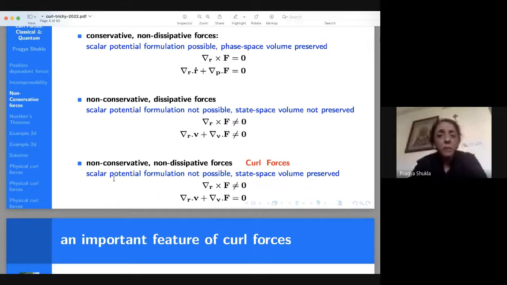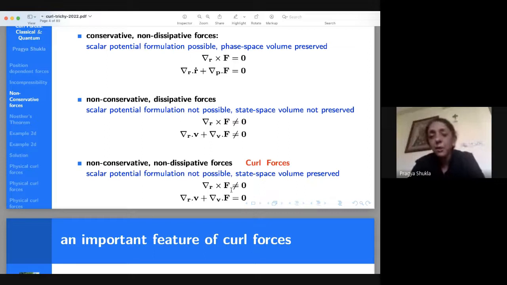But the third one is the one which I'm going to focus on in this talk, and that is when del cross f is not equal to 0. However, the volume is preserved. That means this condition is satisfied. Because the curl of these forces is not 0, I refer to them as the curl forces.